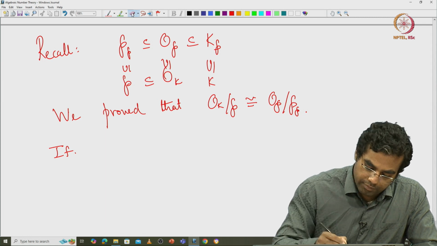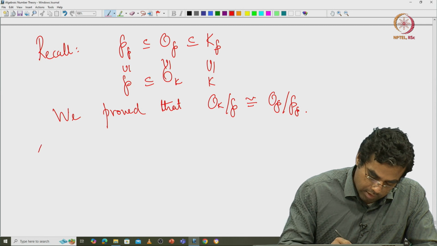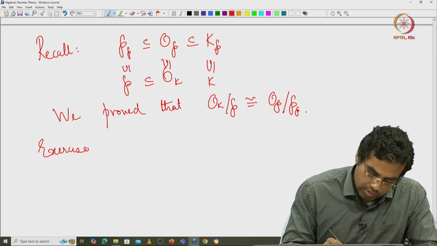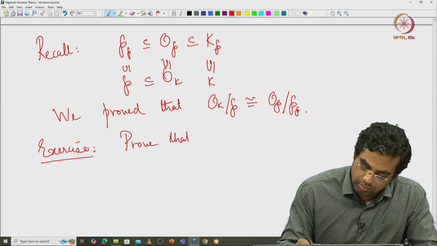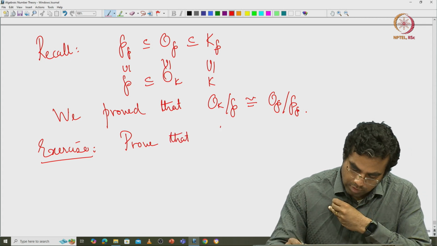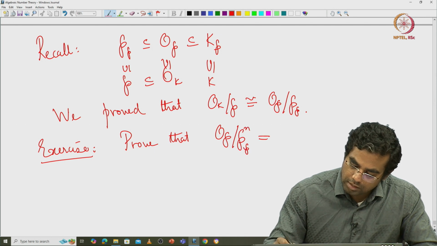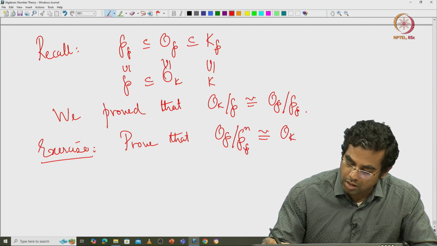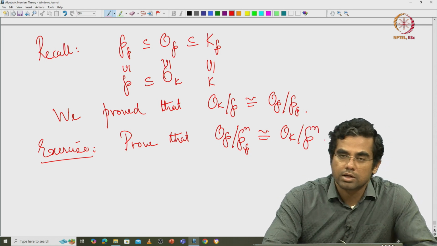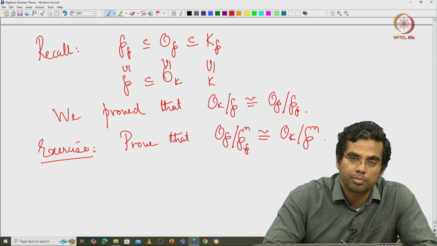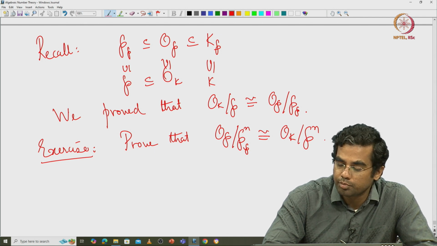So let me give the following as an exercise. This is just like last time. So exercise, prove that O_P mod P sub P to the n is isomorphic to O_K modulo P to the n. Okay, so this isomorphism that we got mod P extends to an isomorphism modulo P to the n.